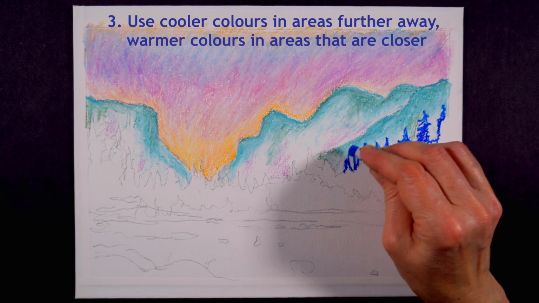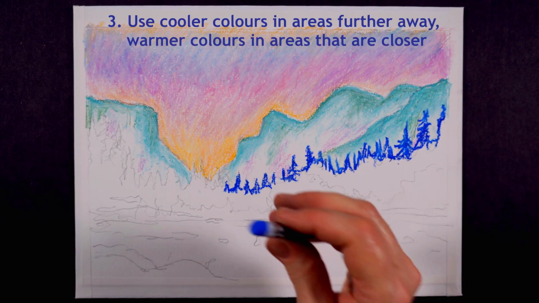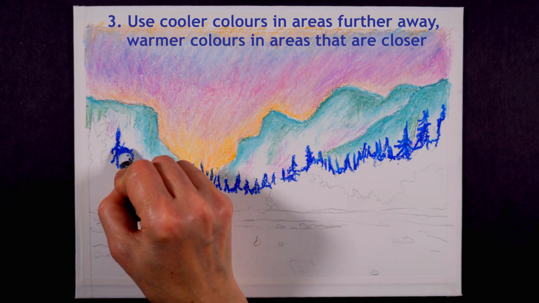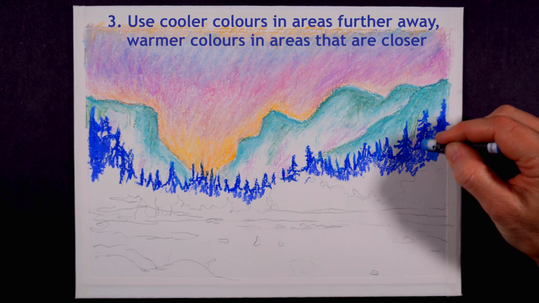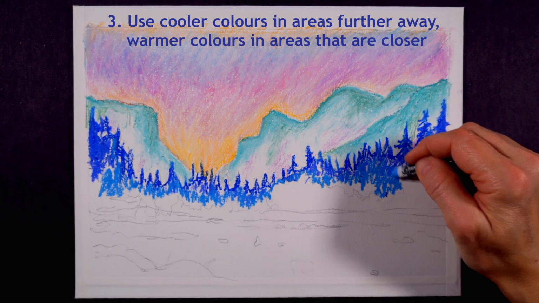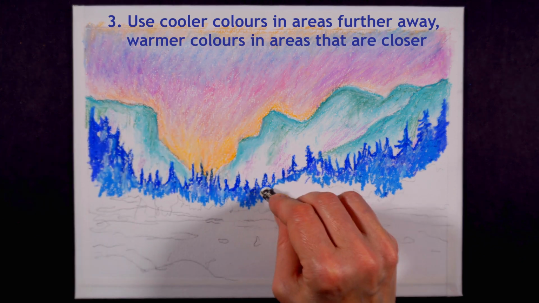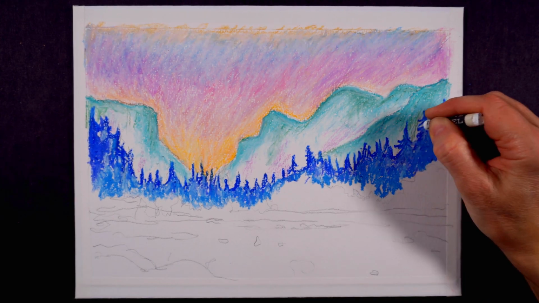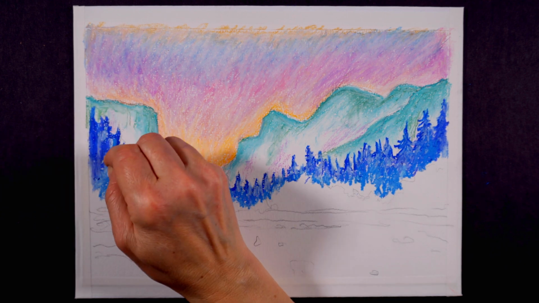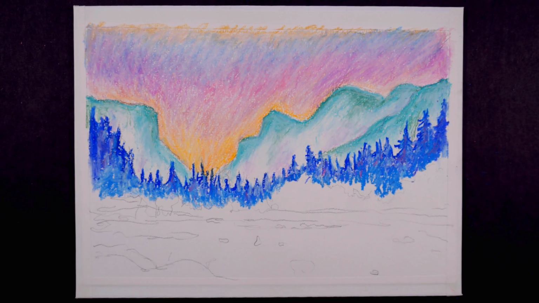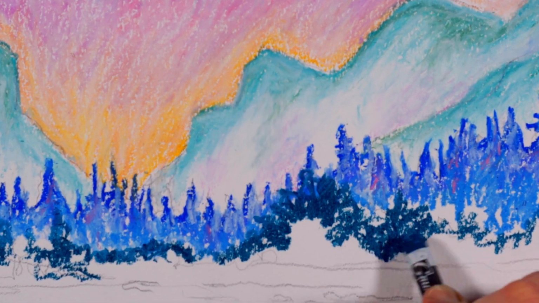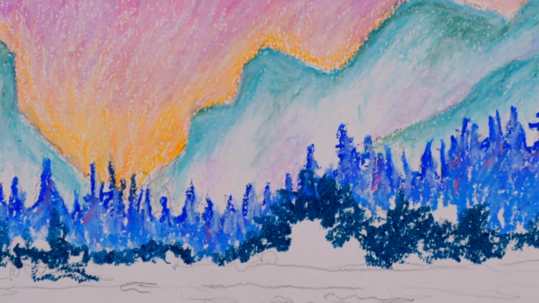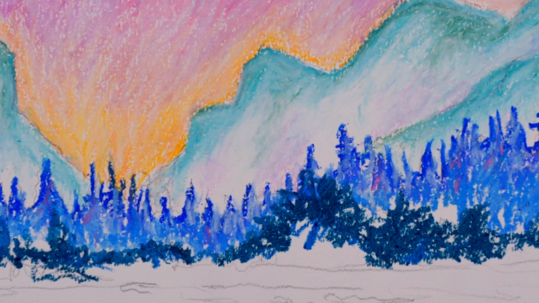A third technique I would like you to try is using cooler colors further away and warmer colors in the areas that are closer to you. The general rule in a landscape painting, or any kind of creating an illusion of space, is that cooler colors retreat and warmer colors come forward towards you. So you want to plan your composition with cooler colors in the background. It will create a greater effect of depth and space.